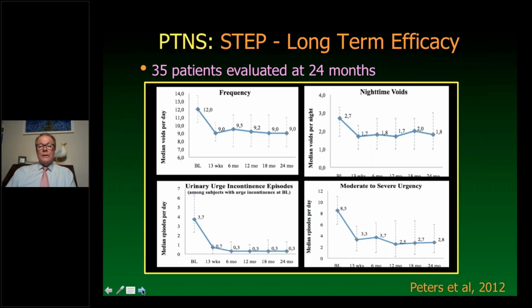We look at a long-term study, now looking at follow-up over 2 years. Again, it's a relatively small study of only 35 patients, but you'll see an initial improvement in terms of frequency, nocturia, urgency incontinence episodes, and urgency symptoms, and this was maintained over the 24-month period.